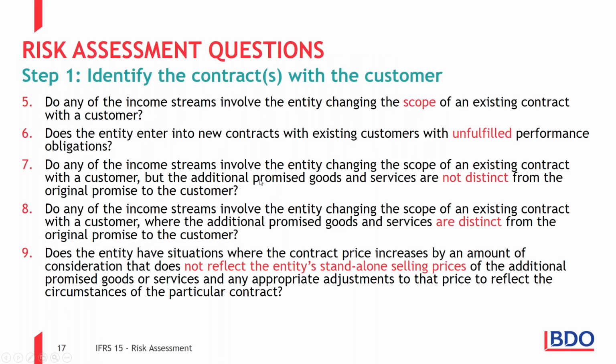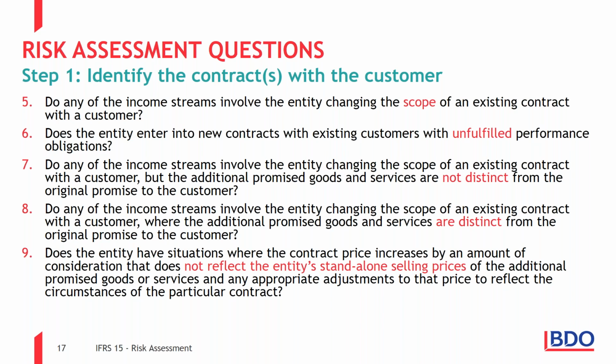So I've got a lot of questions around that. Do any of the income streams involve the entity changing the scope of an existing contract with a customer? So we're doing more work, less work, etc. The next question, question 6, does the entity enter into new contracts with existing customers where there are unfulfilled performance obligations, which means, I've got an existing contract, we are 60% complete with it, and now we are entering into a new contract with that customer to do additional things.